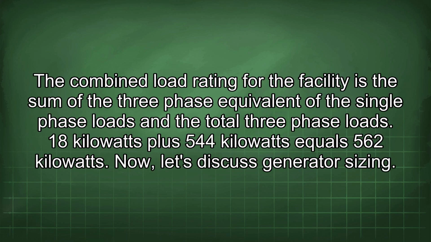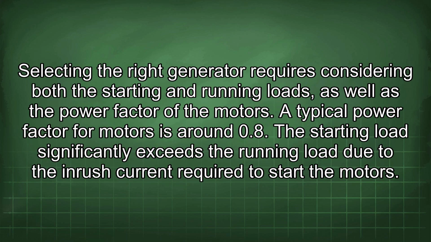The combined load rating for the facility is the sum of the three-phase equivalent of the single-phase loads and the total three-phase loads. 18 kilowatts plus 544 kilowatts equals 562 kilowatts. Now, let's discuss generator sizing. Selecting the right generator requires considering both the starting and running loads, as well as the power factor of the motors. A typical power factor for motors is around 0.8.